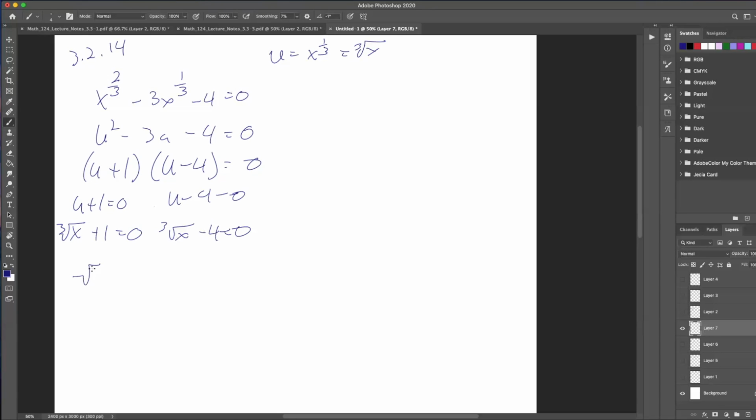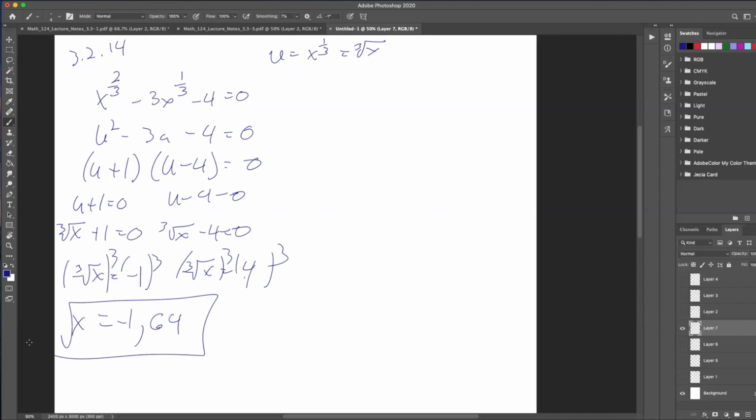So the cubic root of x is minus 1, and the cubic root of x is positive 4. But notice the cubic root can be negative, and so here I can safely just cube both sides. Negative 1 cubed is negative 1, so x can equal negative 1. And 4 cubed is 64. And so these are my two solutions.